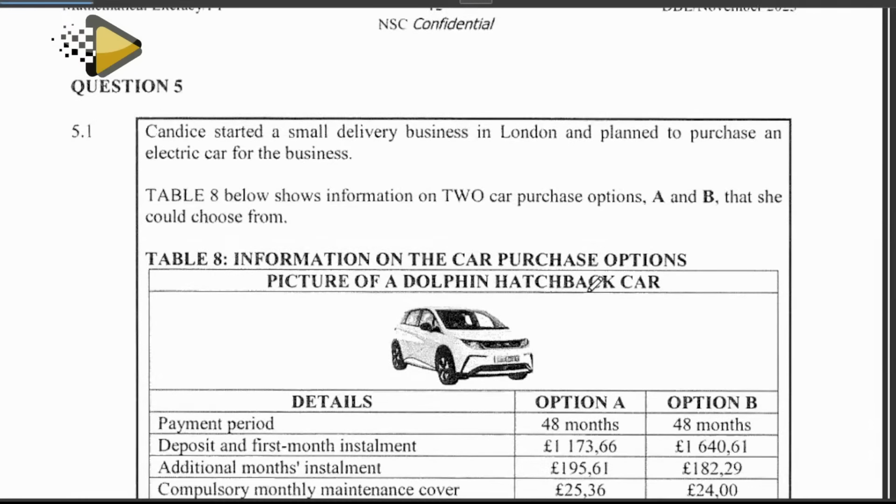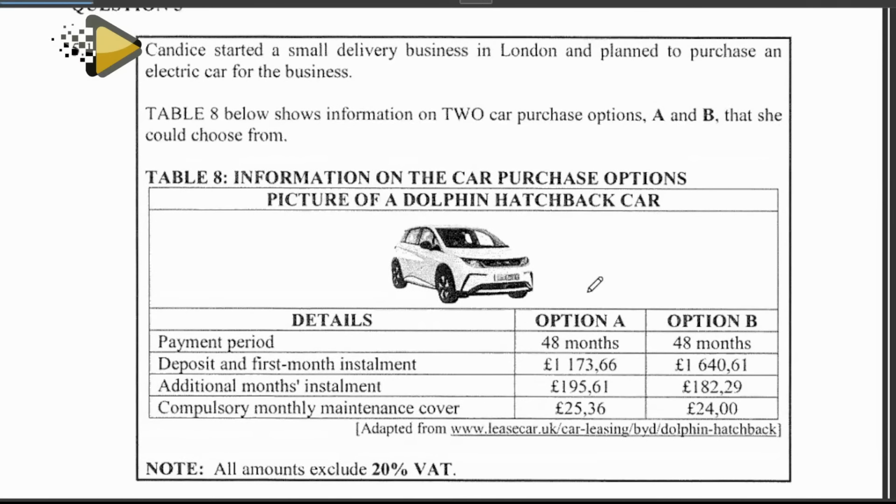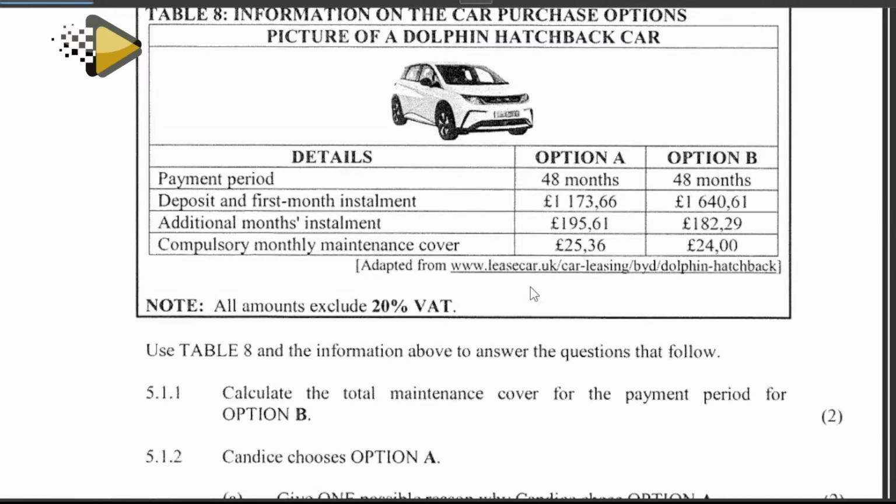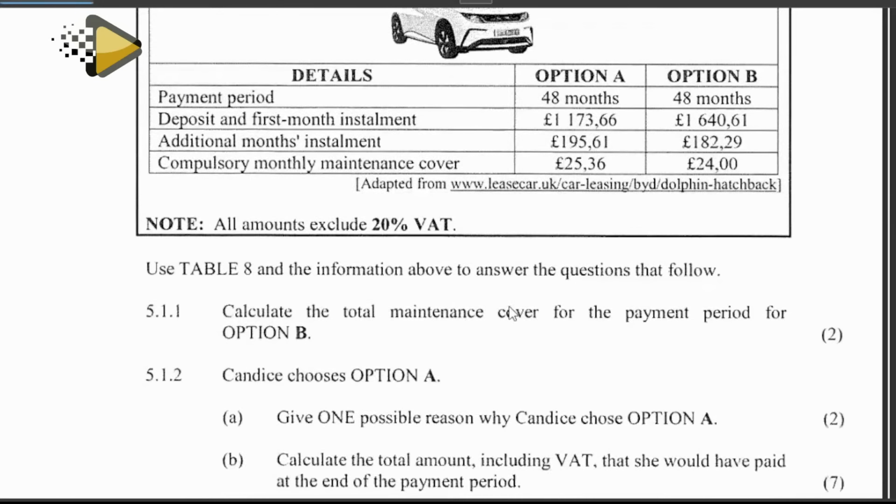Okay, that brings us to question number 5. Cassidy started a small delivery business in London and planned to purchase an electronic car for the business. Table 8 shows the information on 2 car purchase options, A and B, that she could choose from. The details are there. Both have a payment period of 48 months, which is 4 years. Then we have the deposit for the first month and installment, the month ending, and the compulsory monthly pay. Take note, VAT is 20%, it's not 50.